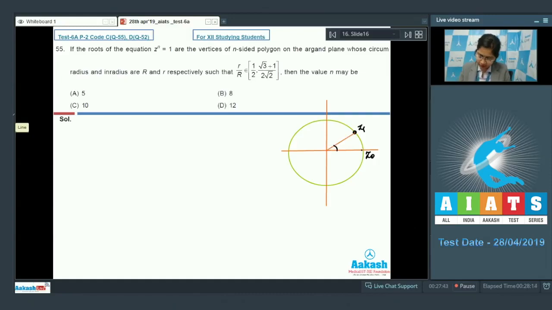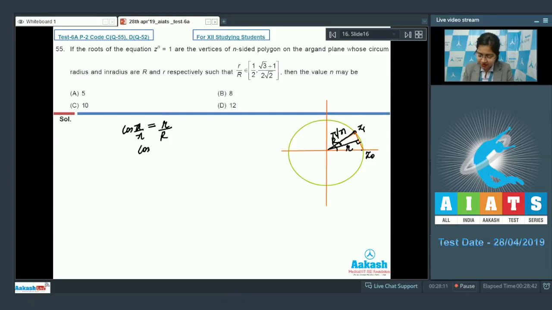If we join these 2 points and draw a perpendicular from the origin on this one, then let us say this angle will be pi by n, and this is capital R and this is small r. So we can say that cos of pi by n will be equal to r upon capital R.